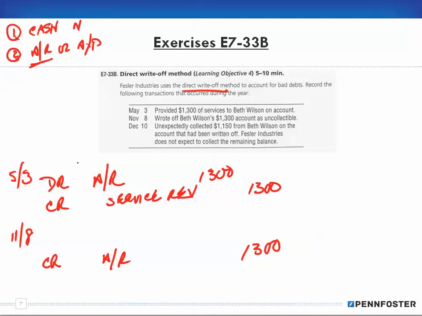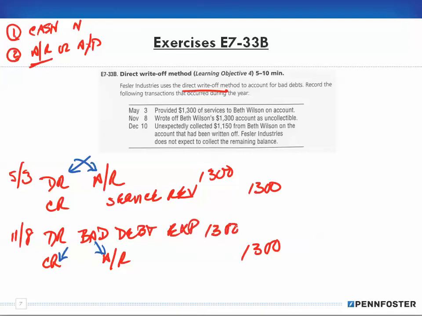If I have a debit here for $1,300, and I have a credit here for $1,300, that washes itself out. $1,300 less $1,300. And since I credit accounts receivable, I have to debit something else. Well, what are we doing? We're writing it off, so we write it off to bad debt expense for $1,300.